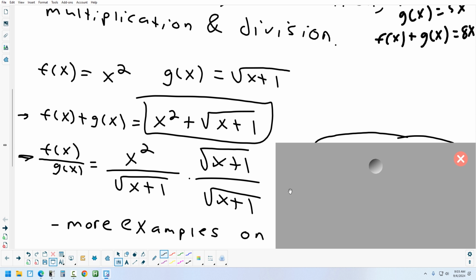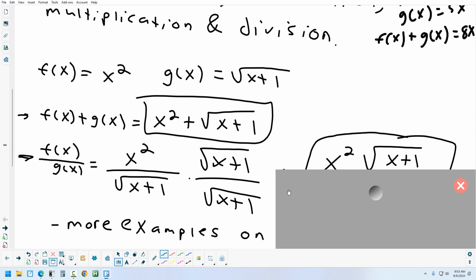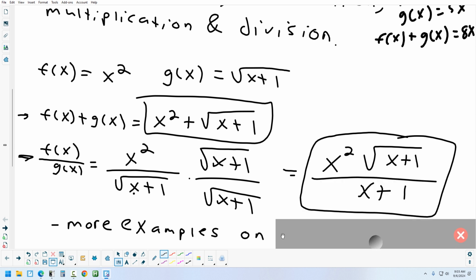When you do it in the top, again, these aren't like terms, so there's nothing you can do to combine them, so we just leave it: x squared times the square root of x plus 1. But what do you get in the bottom when you multiply the square root of x plus 1 times the square root of x plus 1? Yeah, x plus 1. It's like raising the square root of x plus 1 to the second power. You just have x plus 1.